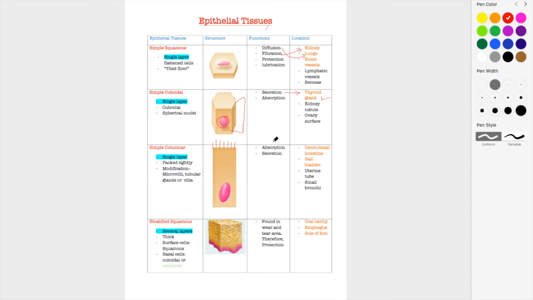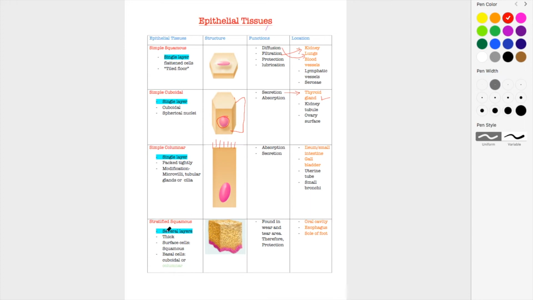The main functions are also absorption and secretion. As I mentioned already, wherever these tissues are present determines their function. Like the ileum of the small intestine, and the gallbladder. In the ileum or small intestine you can have absorption, right? In the gallbladder, you can have secretion of bile. So that's the idea here.